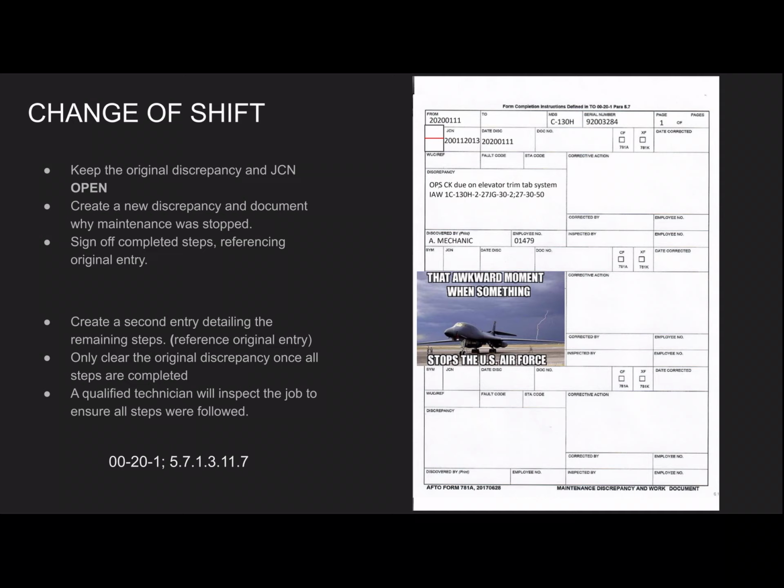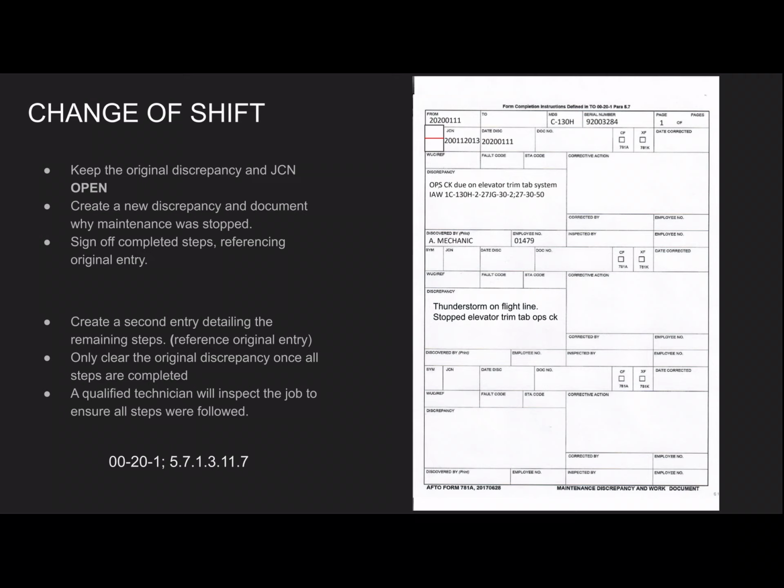Next, we have change of shift write-ups. There are a lot of steps to this one, and it's all for clarity's sake, because when you change shifts, there's sometimes information that is lost, so it's good to be really clear. What you're going to do is create a new discrepancy documenting the reason the maintenance was stopped, and then sign off the completed steps referencing the original discrepancy.